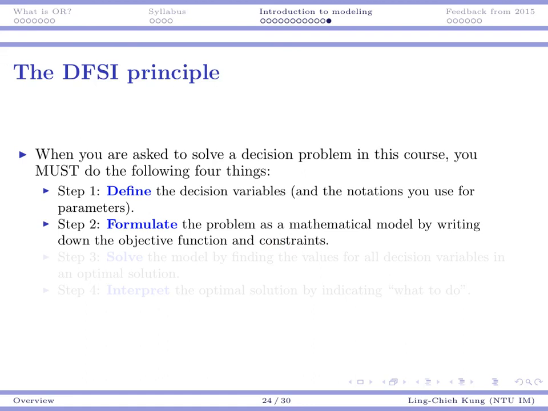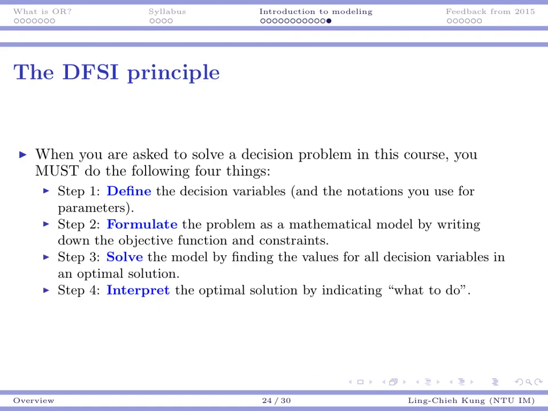This gives you the precise description of your model. And then you need to solve the model, either by finding the value of all the decision variables in an optimal solution, or telling us the model is infeasible or unbounded or something like that. You need to analyze the problem and the model, and then give us a conclusion. That part is still mathematical, but finally you need to convert those numbers back into an action plan. So you need to interpret your numbers. We call it the DFSI principle, the 4 steps to go through when you answer one question or do a study in this course in the field of operations research. That's the end of our introduction to mathematical modeling in operations research. Thank you.